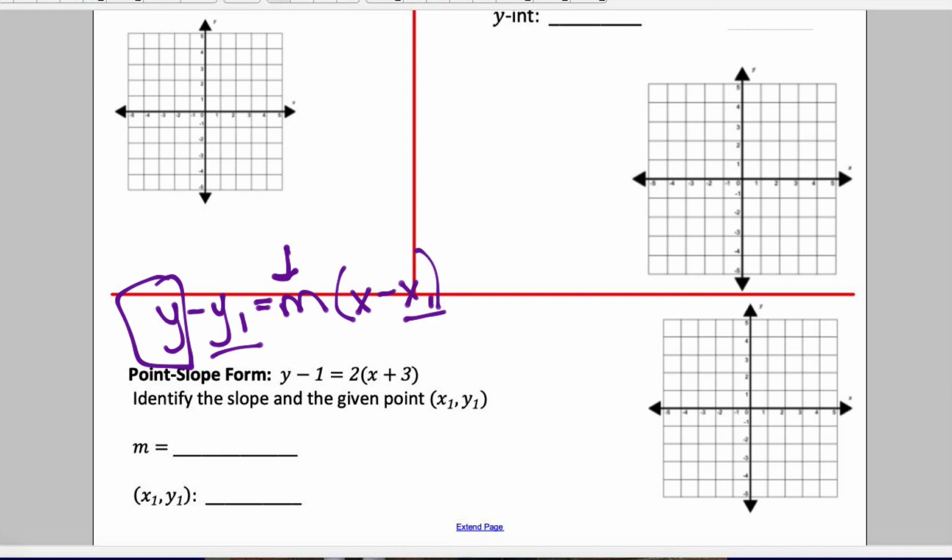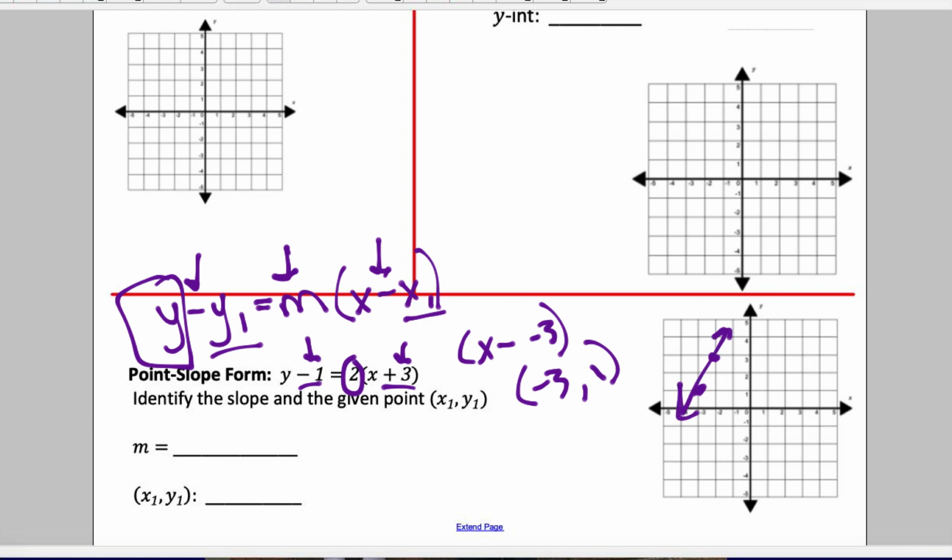But just to show it to you real quickly, since it's y minus 1 and x plus 3, notice how it's supposed to be x minus the x value. So x plus 3 is the same thing as x minus negative 3, right? So that just means my point is negative 3 from that part, and then positive 1 from that part, because it's supposed to be minus. So you'd say, oh, negative 3, 1, that's my point, and then my slope, which is right there, is 2, so I could go up 2 over 1, and you can get your line that way.